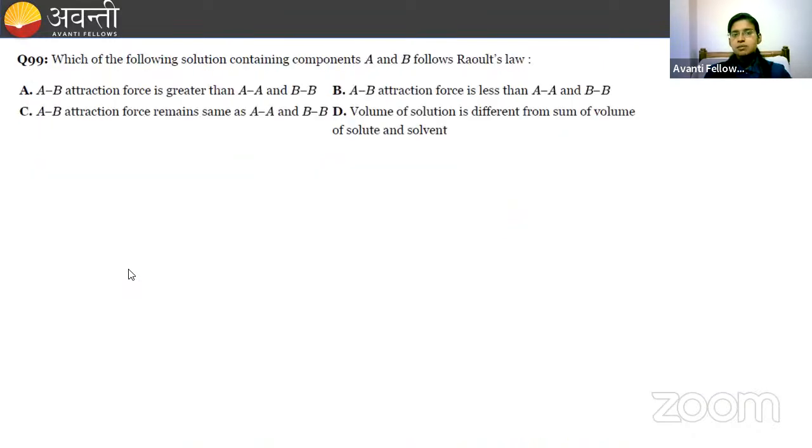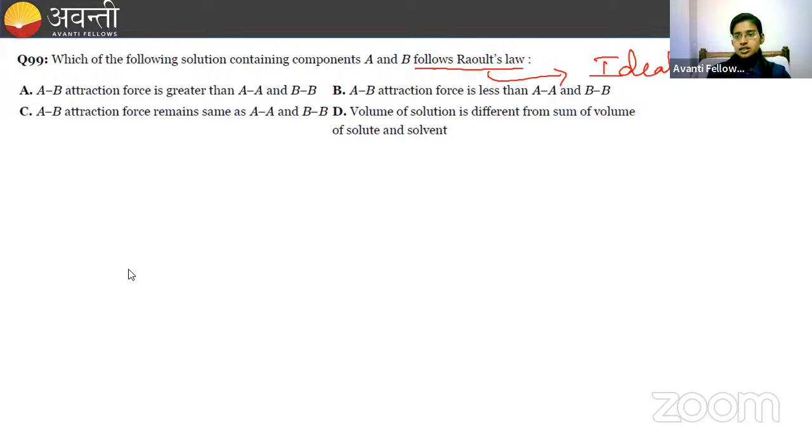Now coming to question number 99. Which of the following solutions containing components A and B follows Raoult's law? The solution which obeys Raoult's law is called an ideal solution. A solution which follows Raoult's law is called an ideal solution.